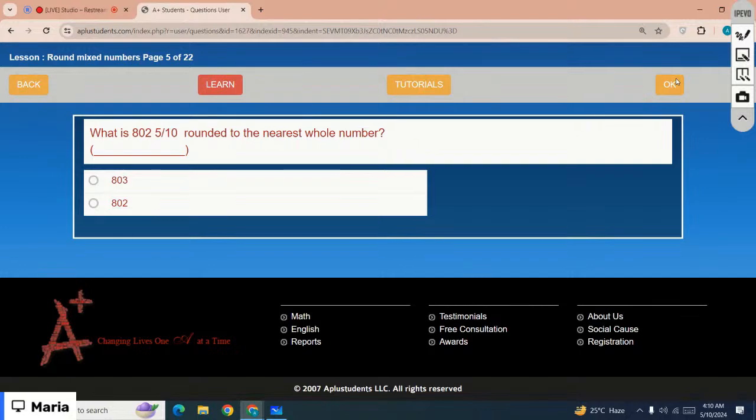What is 802 whole 5 by 10 rounded to the nearest whole number? So, which is the correct option? 5 over 10 is equal to exactly half, right? That means you need to round up. So, you would end up on 803. The correct option is 803. Okay, you can complete the lesson by yourself later today. Let me just move on to the next lesson.